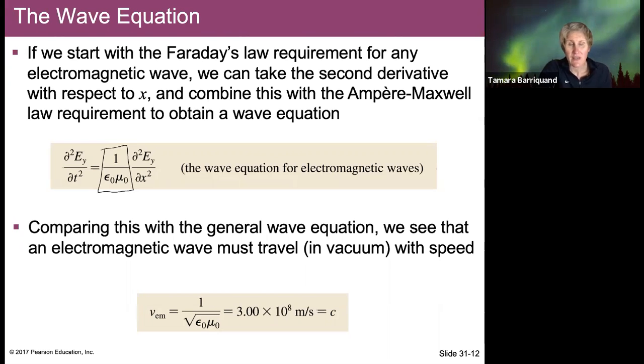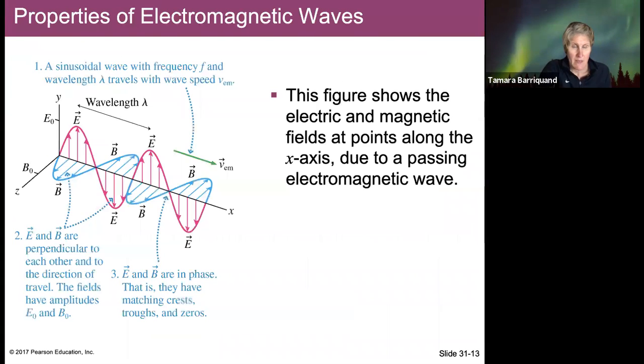So let's now look at bringing all of these pieces together to get the properties of an electromagnetic wave. An electromagnetic wave is in fact a planar wave, and that planar wave is a sinusoidal wave that has frequency f and wavelength lambda and travels with a speed of v sub em, which we know is equal to c, the speed of light.